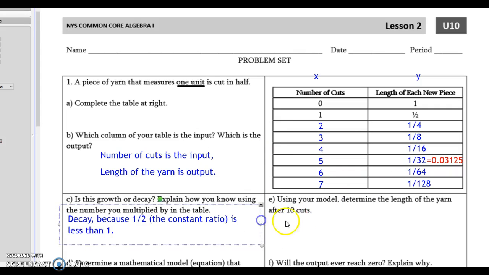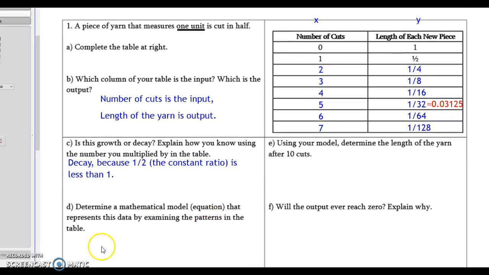For letter D, it asks us to determine a mathematical model that represents the data by examining the patterns. Recall that I asked you to make mathematical models in class, so I'm going to pause the video at this time. I'd like you to try to make a mathematical model based on the information that's given to you. Remember that the model is going to consist of the starting value and also the constant ratio. Think about that for a moment.